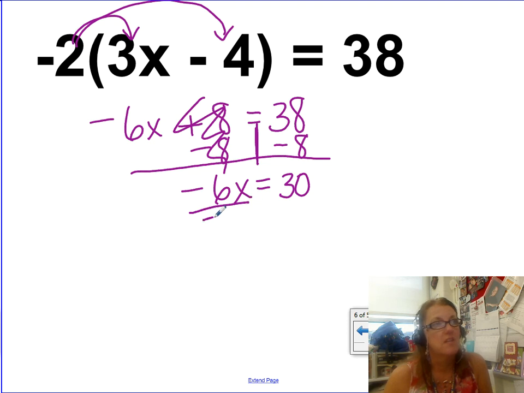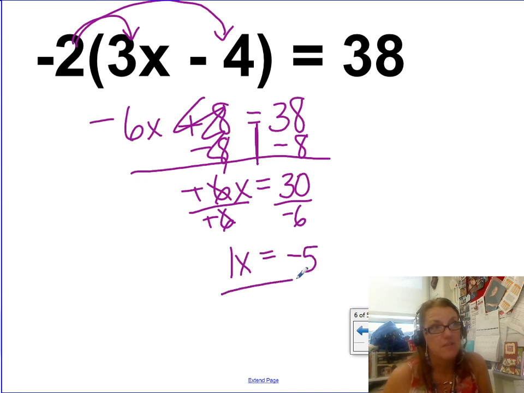Watch your signs. You might be jumping all over this 5, 5, 5, 5. Not quite. Be careful. Because you have to divide by a negative 6, that gives me positive, and a positive 1x. That's what I wanted. Over here, it's negative 5.